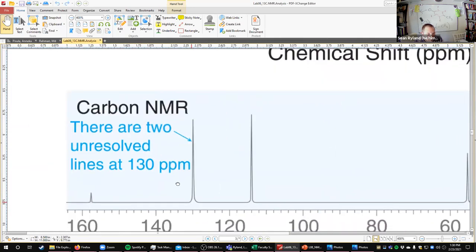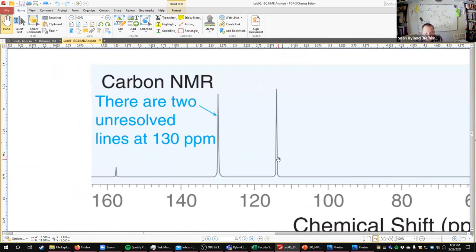And if we look at it, we've got a peak that's more shielded, two peaks that are really close to the same amount of shielding, and then one peak that's more deshielded. So out of the six carbons on here, there's only four distinct types of carbon. This matches up with it, right? Because the carbons adjacent to the methyl are going to be equivalent to each other. Adjacent to the ether are going to be equivalent to each other. And then you've got the one directly attached to the ether.